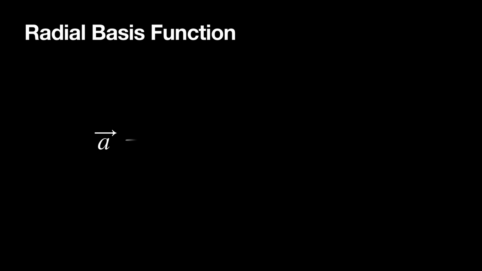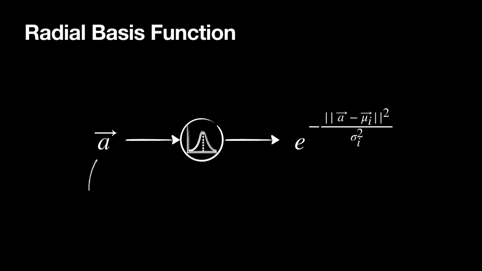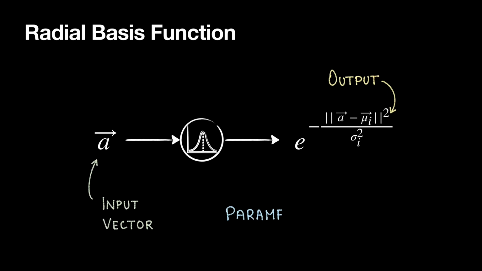For each cluster, we have a radial basis function. The function maps the input, a 4D vector space of combinations, to a Gaussian distribution. The parameters of the RBF are the mean and standard deviation for the Gaussian distribution.